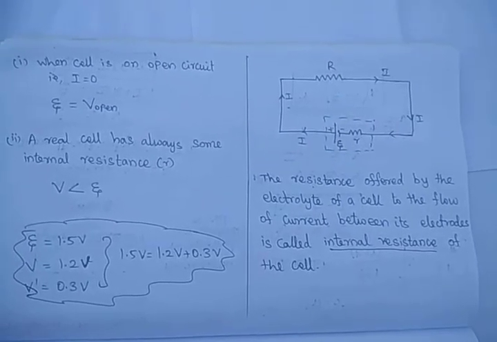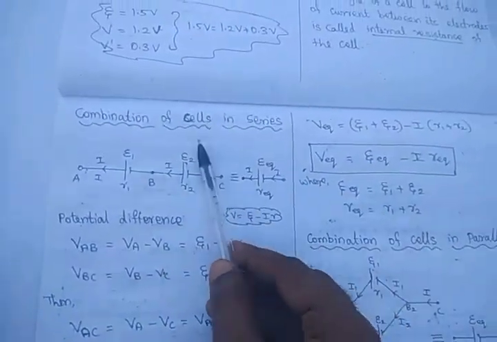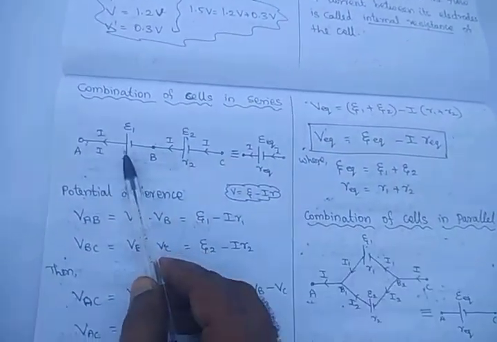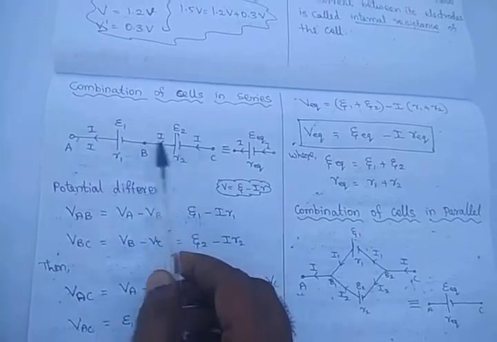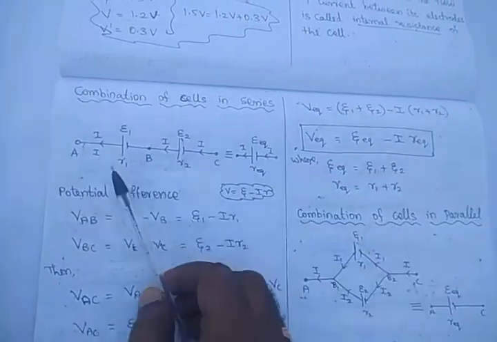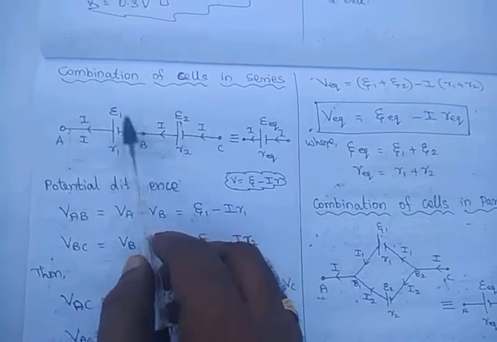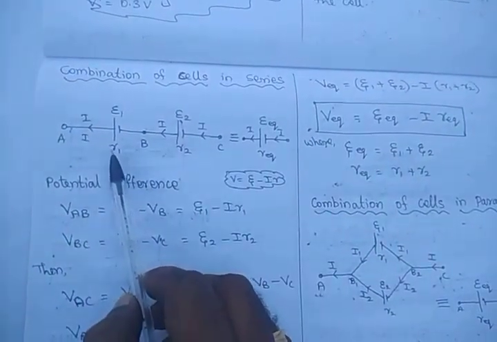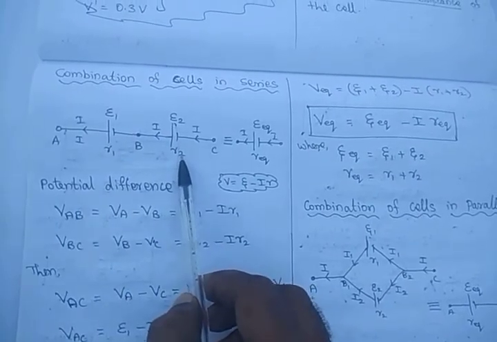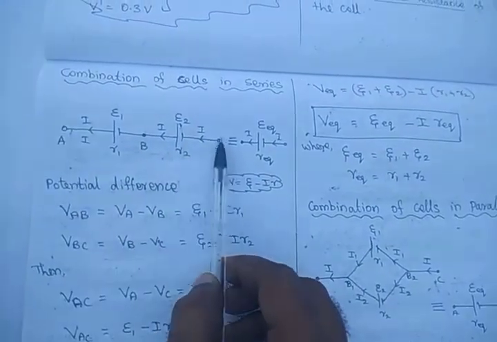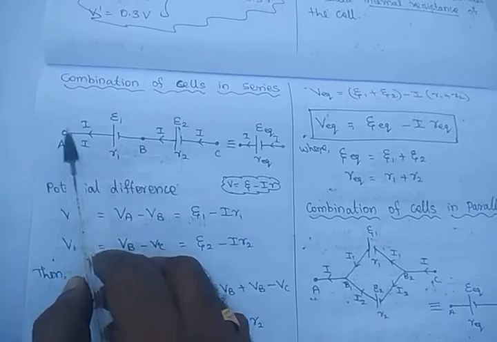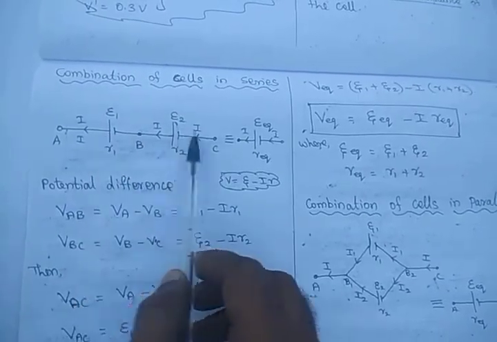Next, we are going to see about the combination of cells. The combination of cells in series. Now we are going to connect the cells one after another. That is a series connection. This is the EMF of the first cell and this is the EMF of the second cell, E1, E2. The first cell's internal resistance is R1. The second cell's internal resistance is R2. Both the cells are connected between the terminals A and C. B is the terminal between the two cells.